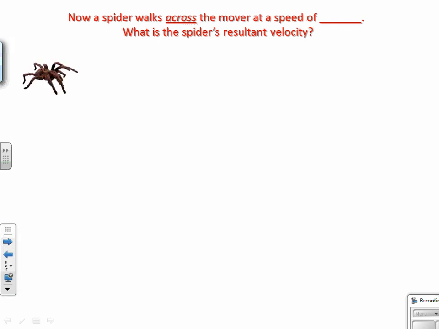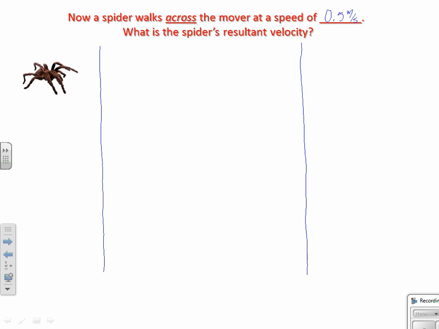Here's a different one. Let's say this spider walks across the people mover at a speed of, I don't know, maybe half a meter per second. So here's the people mover. We could say that the spider walks this way, 0.5 meters per second. We could say that the people mover rolls that way at 2 meters per second.